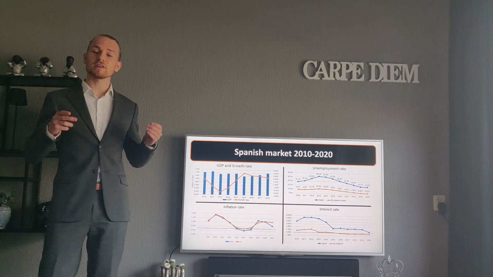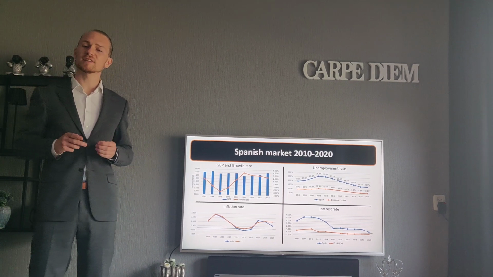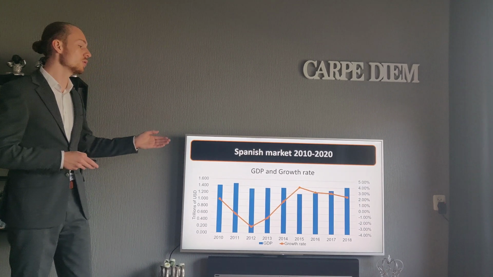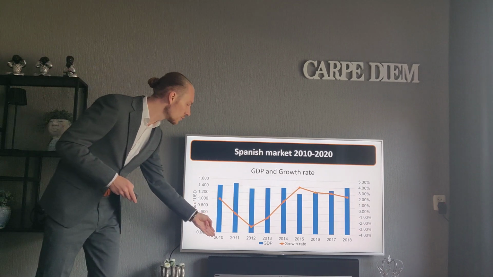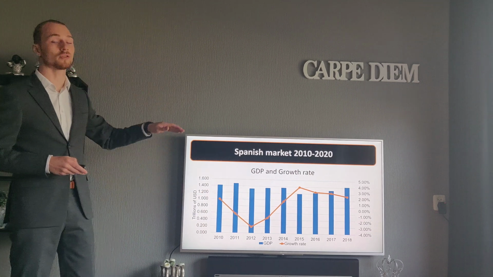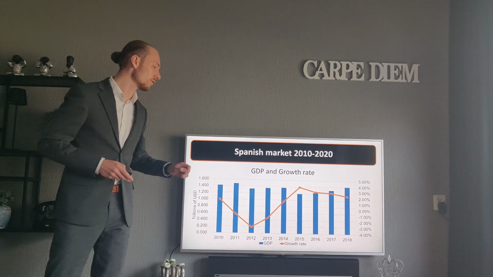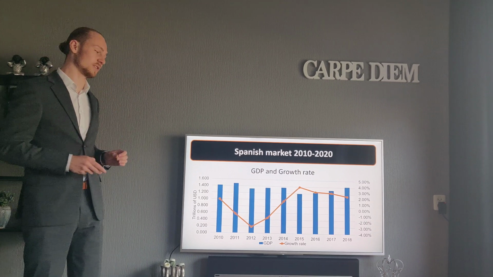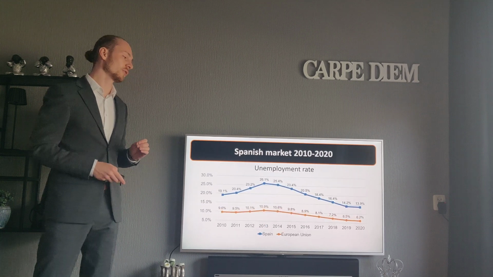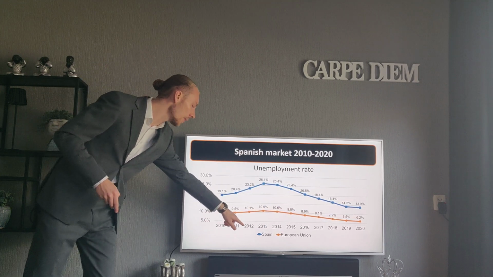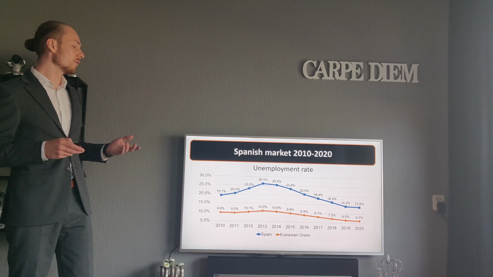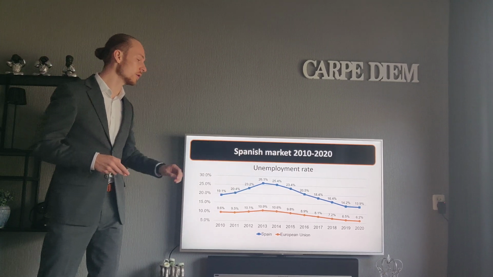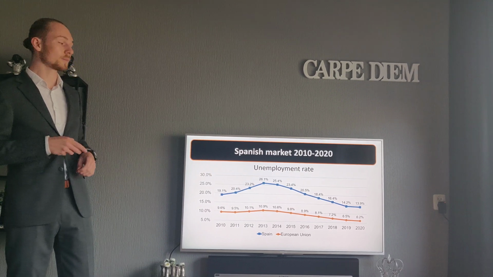So, the results of our Spanish market analysis. In 2008 there was a financial crisis that also affected Spain. If we take a look at the GDP, we can see from 2010 to 2014 some fluctuations, but from 2015 the GDP is always increasing and the growth rate is always positive. For the unemployment rate we see an increase from 2010 until 2013, but after that a decreasing trend and the line of Spain is getting closer and closer to the average of the European Union.